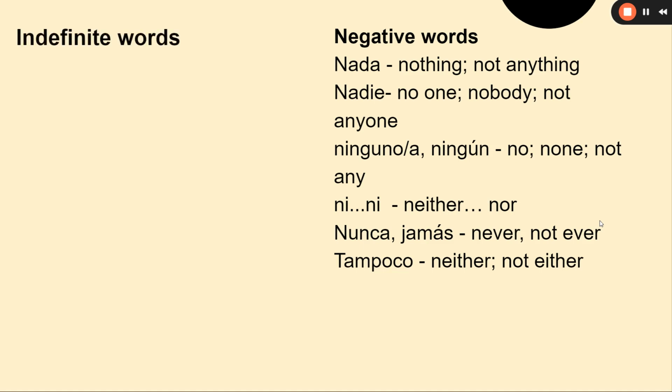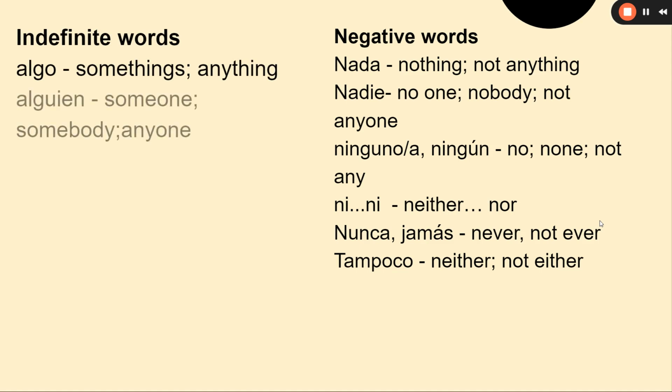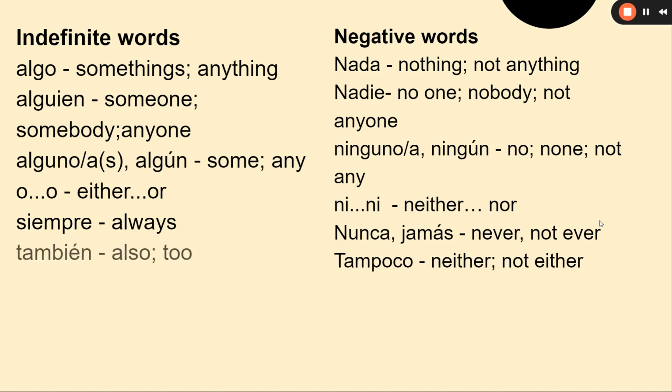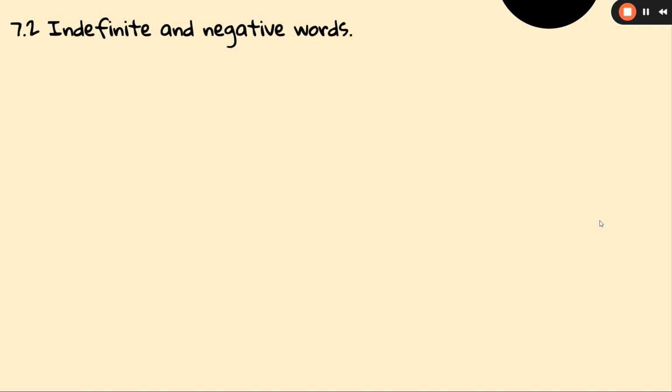Now, these are the affirmative words. Algo, some things or anything. I think that's supposed to be something. Alguien is someone, somebody, or anyone. Alguno or algún would be some or any. O deals with either or. Siempre, you've actually already seen siempre, means always. También, you've seen already, which means also or too.